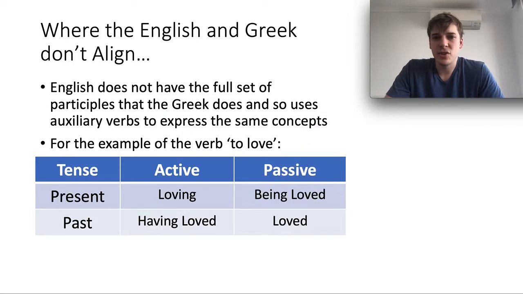Now, the Greek and the English don't align eye to eye, as I said at the start. The English doesn't have a full set of participles that the Greek does, so often when we convey the same meaning in English, we use auxiliary verbs, often to be, or having been, or along those lines. So those auxiliary verbs are added around the main verb of the participle to emphasize the same action. And I've got on the screen a declension of the participle for the verb to love.